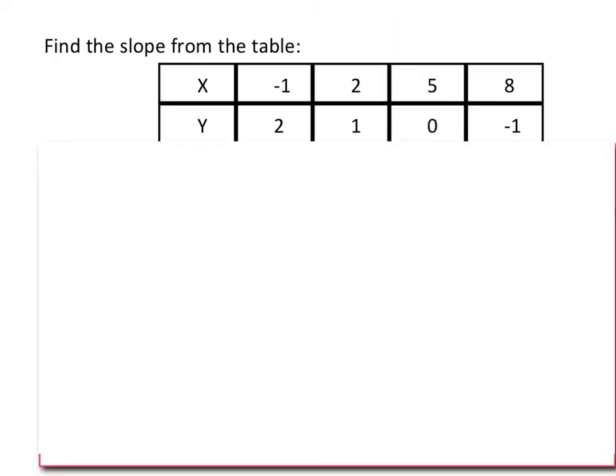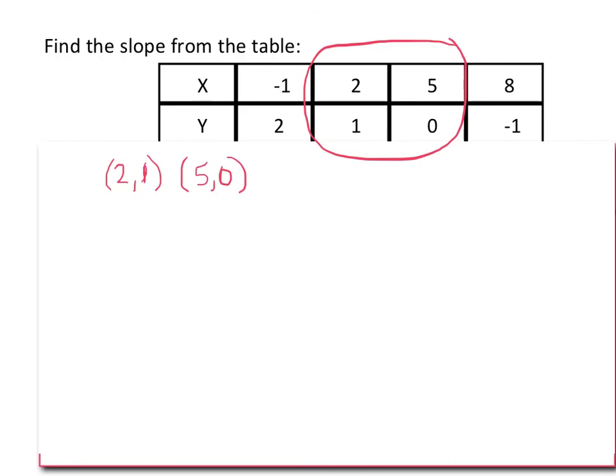Okay, on this last one, they have the ordered pairs written in a table. So what you want to do is you want to take 2 points from this table. It does not matter which points you take. I'm going to take these 2 right here. I'm going to rewrite them. I'm going to write 2, 1, and 5, 0. By taking these 2 points out of the table, then all it becomes is the problems that we just finished.